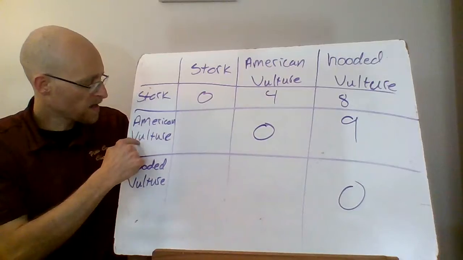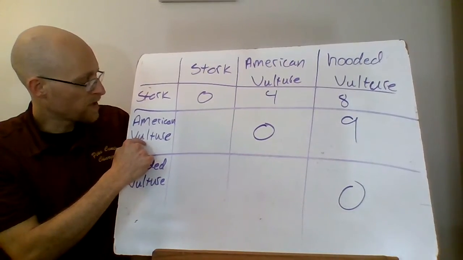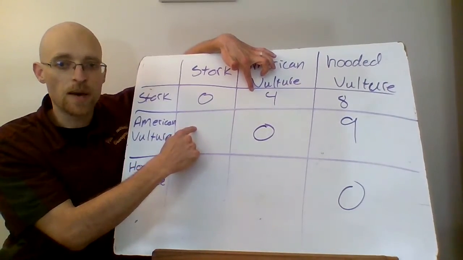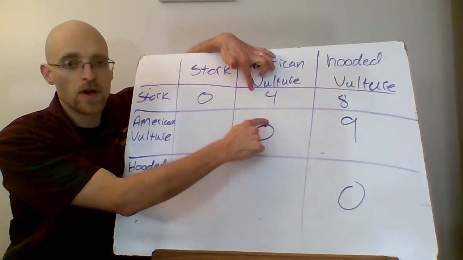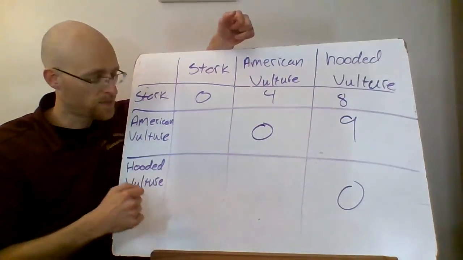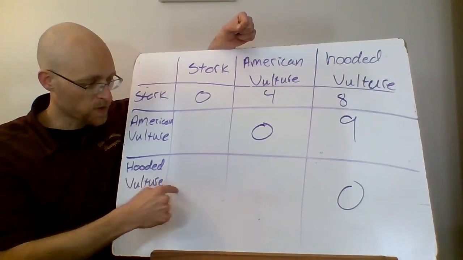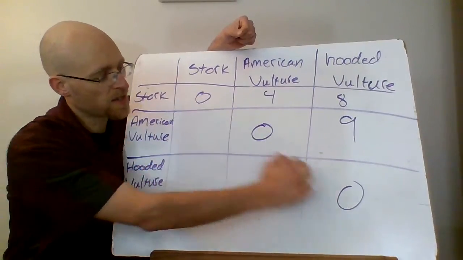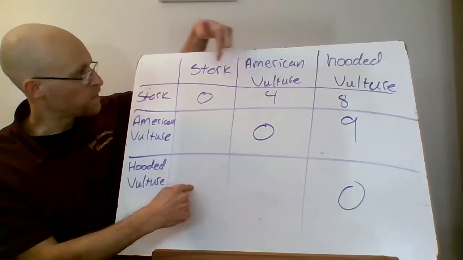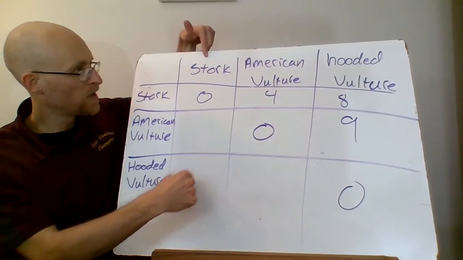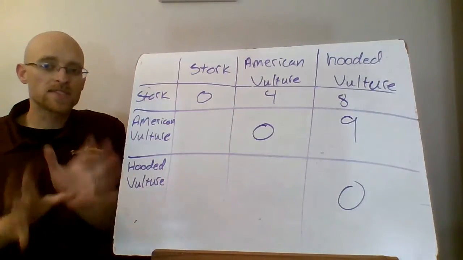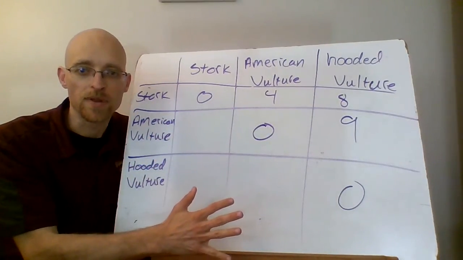At any rate, then I can come down here and compare the American vulture. Now, American vulture has already been compared to the stork right there, so actually I can go ahead and leave that blank. It should have no differences with itself. And then hooded vulture, it's going to have 9 differences. Again, I made that up. Hooded vulture, we skip these. So basically anything under this 0 line, we just leave blank because it would be repeat information. I could put hooded vulture compared to stork, but I have hooded vulture compared to stork right there. And so just to make it less data to look at, we leave half of it blank.